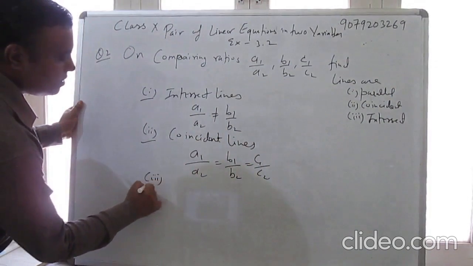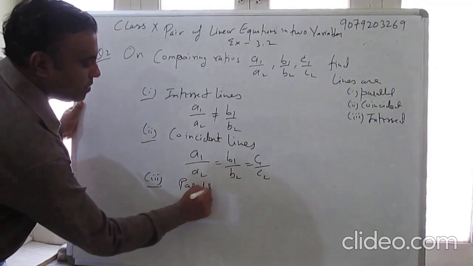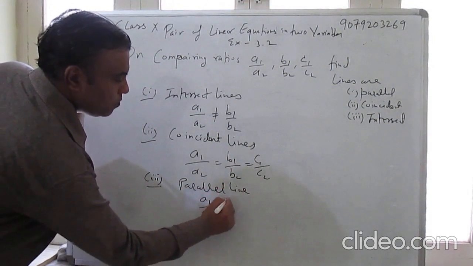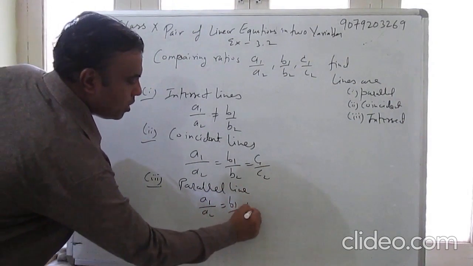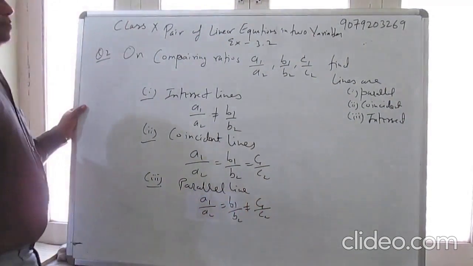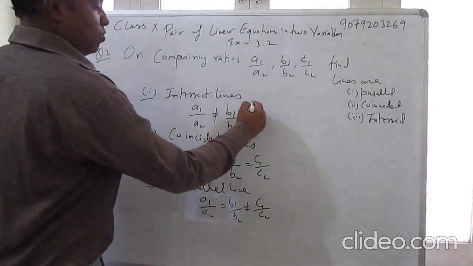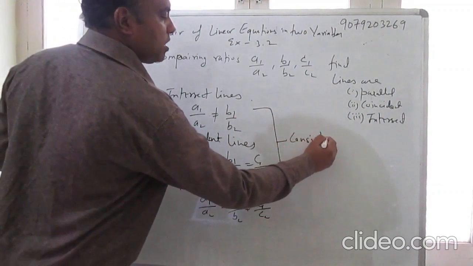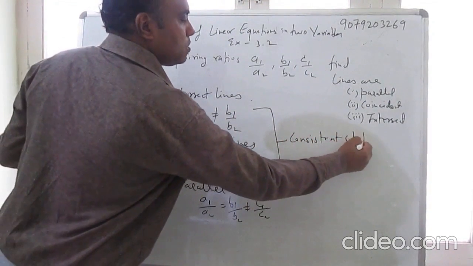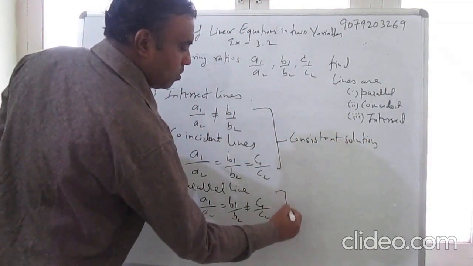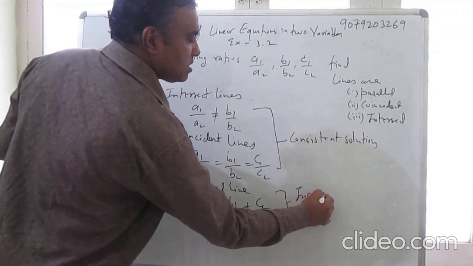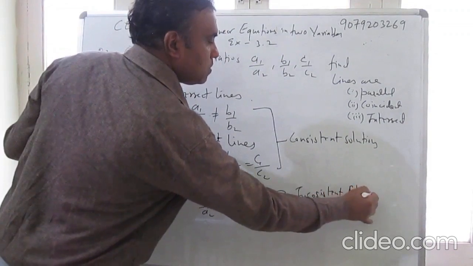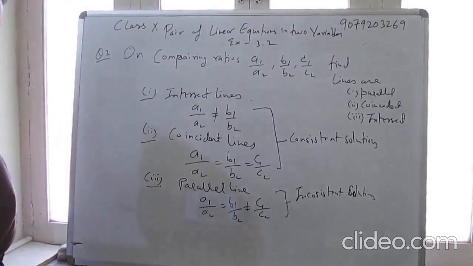The third condition we already read: parallel lines. A1 upon A2 equals B1 upon B2 not equals to C1 upon C2. These are parallel. What did we call the first two conditions? Consistent lines, consistent solutions. The second, inconsistent solutions. Now I will start the first part.